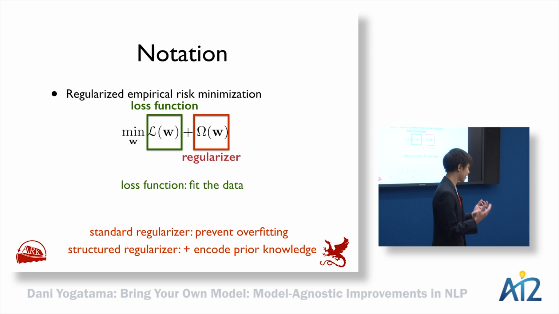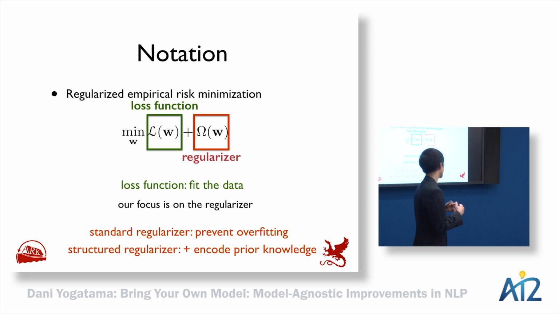Our focus is going to be on the regularizer, and this is why we call this a little bit model-agnostic, because the loss function can be log loss, can be squared loss if you want to do regression. It could be hinge loss. At least in theory, it does not matter.